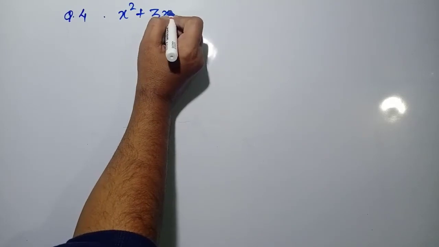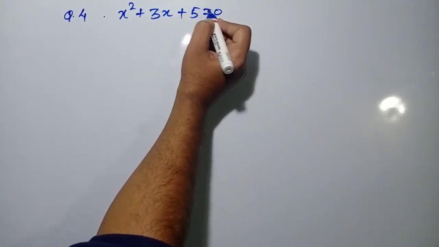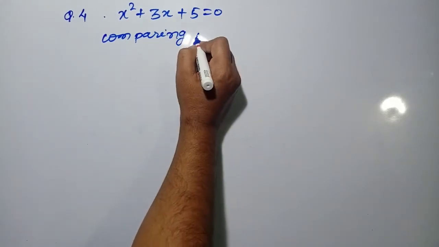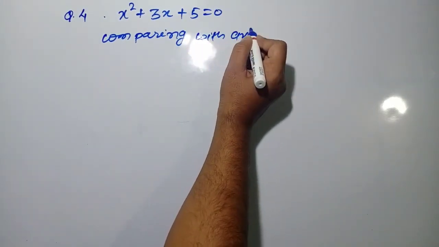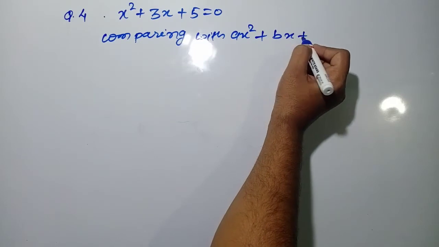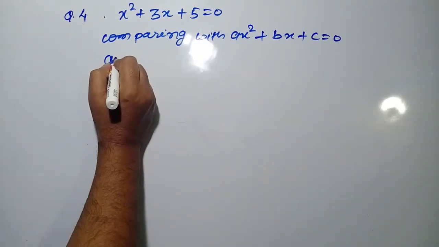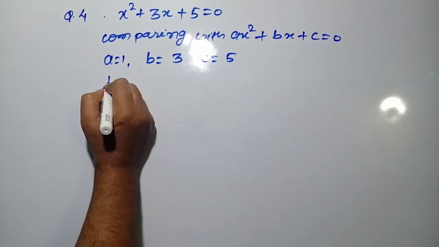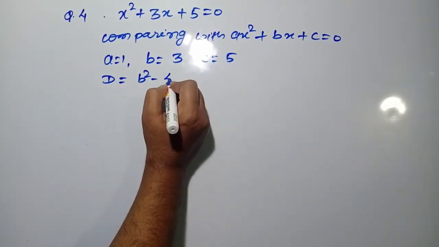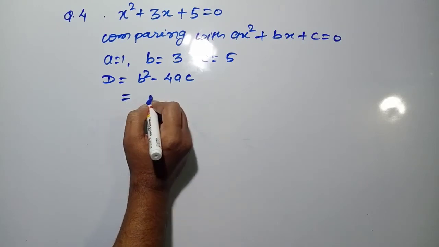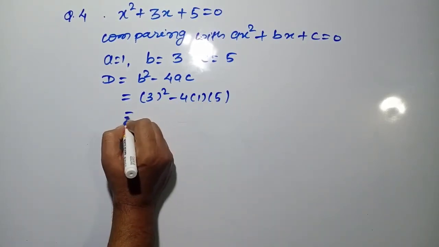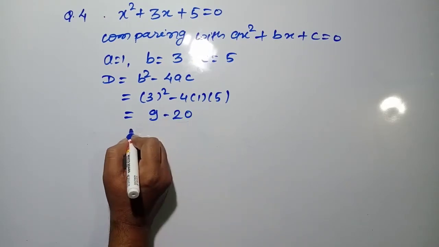x square plus 3x plus 5 is equal to 0. Now comparing this equation with the quadratic equation ax square plus bx plus c is equal to 0, the value of a is 1, b is 3, c is 5. So D will be what? B square minus 4ac. So 3 square minus 4 into 1 into 5.